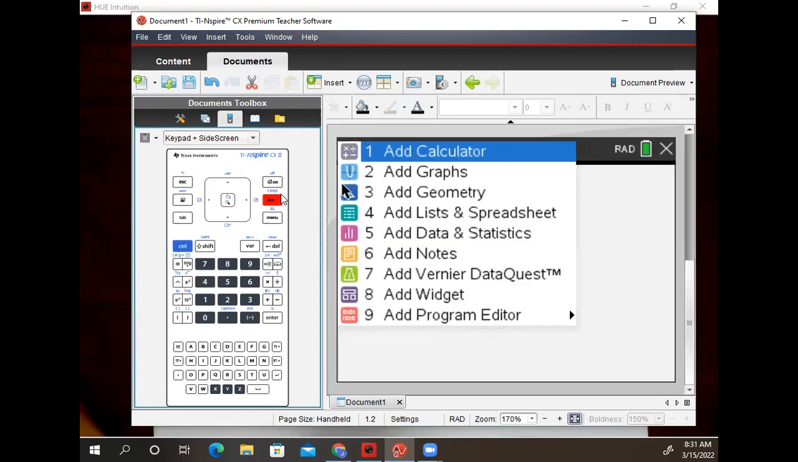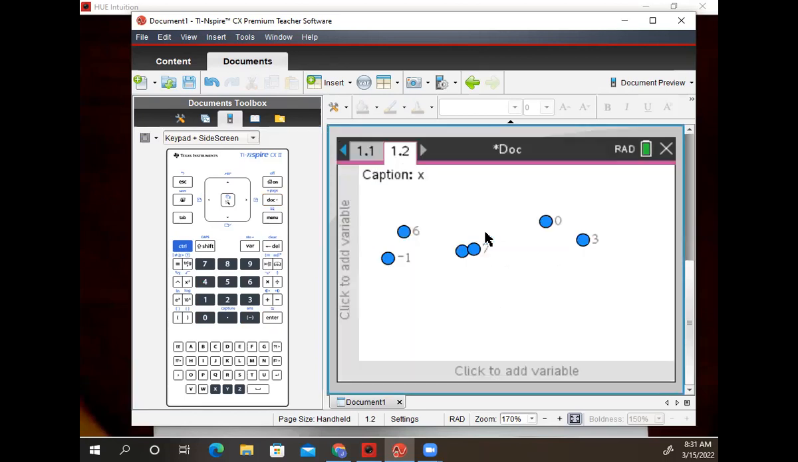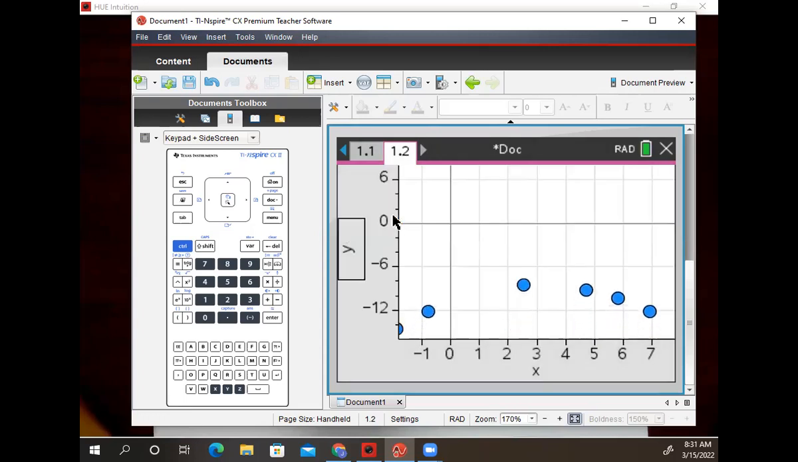I'm going to do Control Doc to add a page. I like this on a big page. So I'm going to add a data and statistics page, and I get these dots that pop up here. You can do it as a split screen. I like to do it on a full page. And then at the bottom where it says click to add a variable, I'm going to click down there and I'm going to assign this as my X variable. And then along the side here, click and assign my Y. And I get a scatter plot of my data.